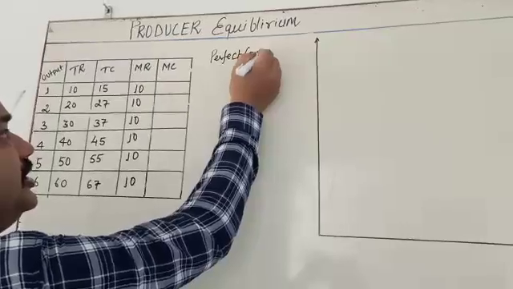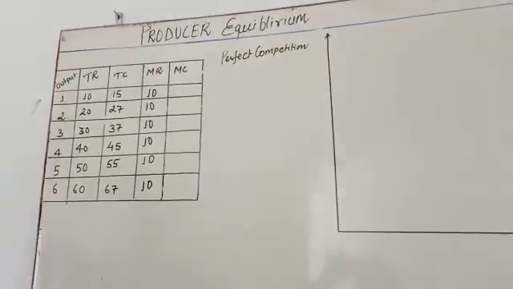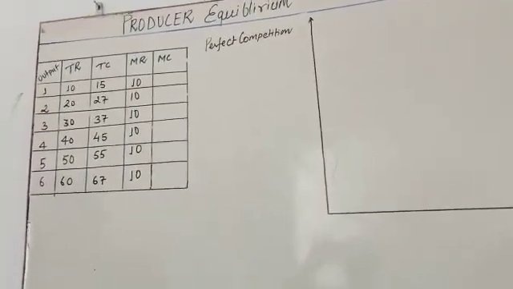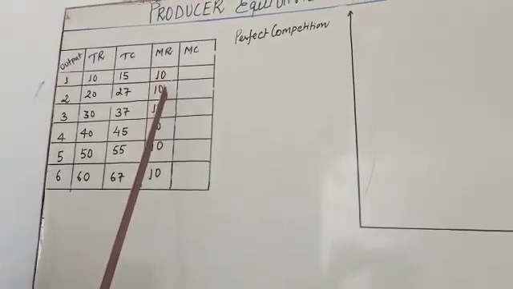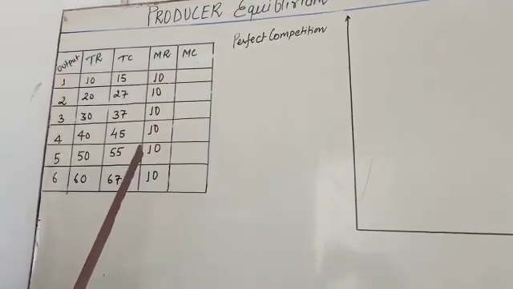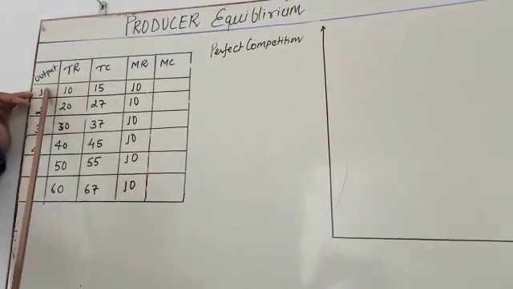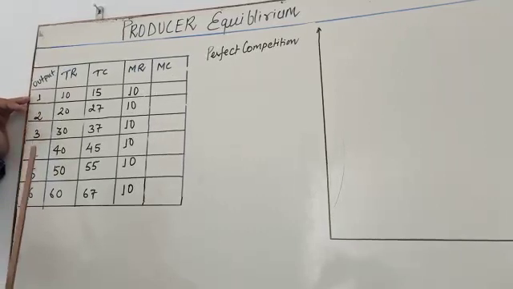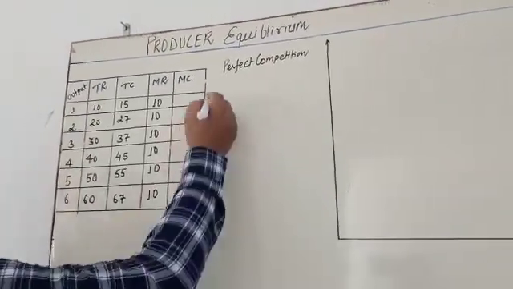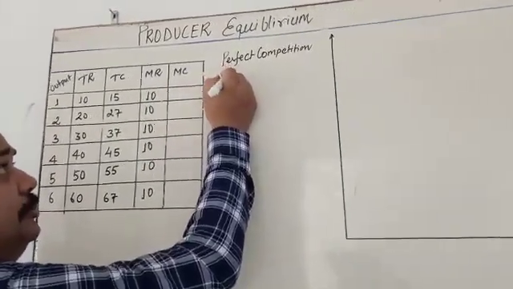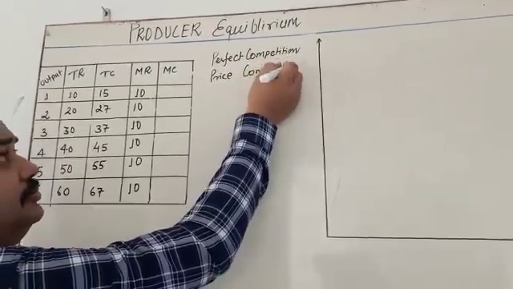In perfect competition, you already know the price is the same. Okay, the price is the same. That is why your marginal revenue is also 10 rupees at every level of output. Every level of output means whatever you are producing at 1 output, 2 output, 3 output, 4 output, 5 output: as the output increases, the price is constant. Okay, first thing you have to already know this.